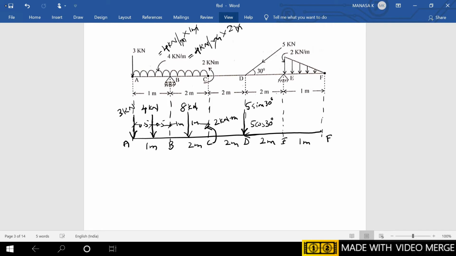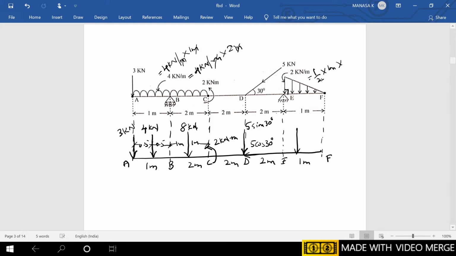and the UVL has to be converted in such a way that you know the centroid is towards the 90-degree angle, that is towards E. So somewhere at this point, the point load of the UVL will be acting with the intensity that is the area of the triangle. Half into base, 1 meter, into height, the maximum height, that is 2 kilonewton per meter. Meter and meter get cancelled, 2 and 2 get cancelled, so the intensity of the point load will be 1 kilonewton here.